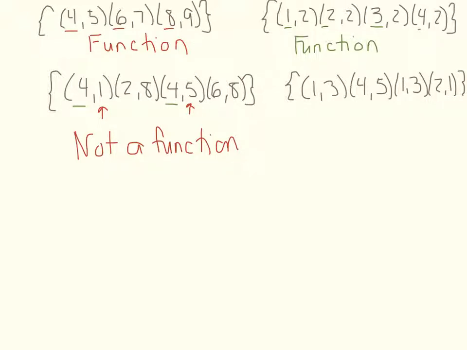The next thing I want to do is take a look at this one. So this one again, I have 2 ordered pairs that have 1 as my x value. But if you notice, the y values are the same, which means it's the same point, which says that's okay, so this is still a function.